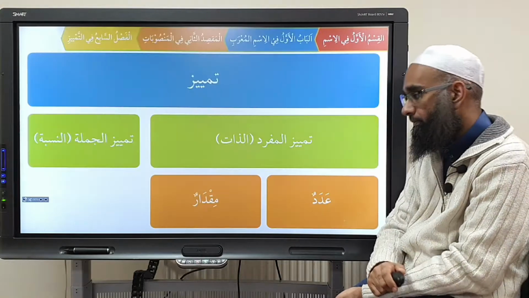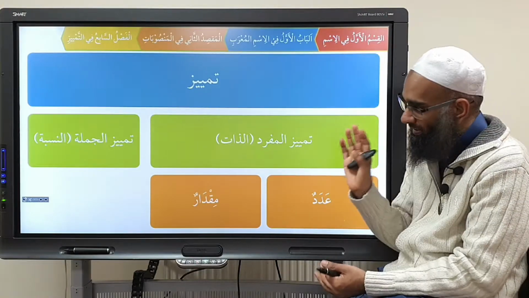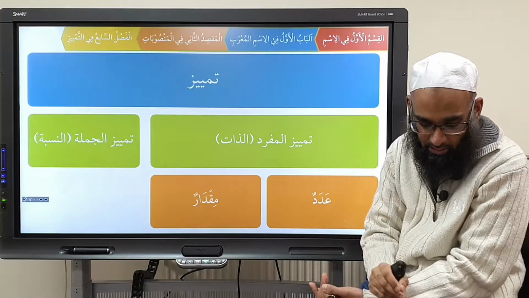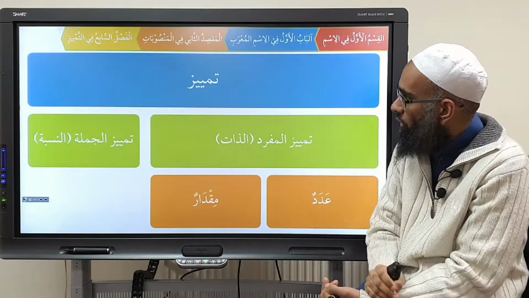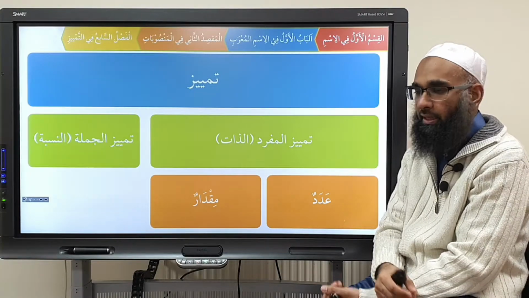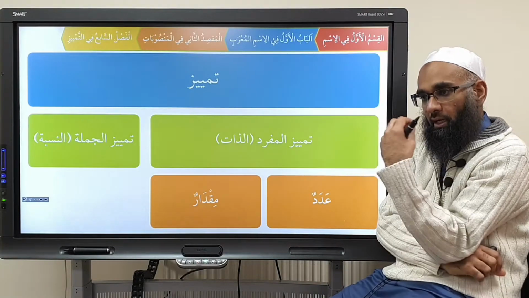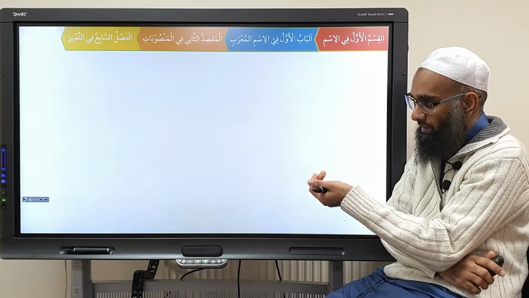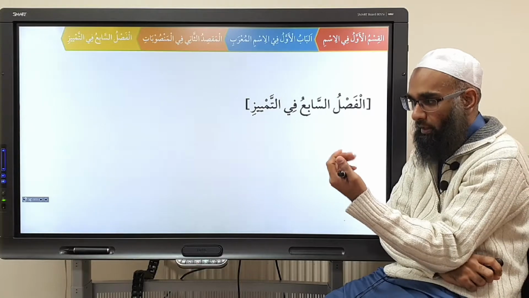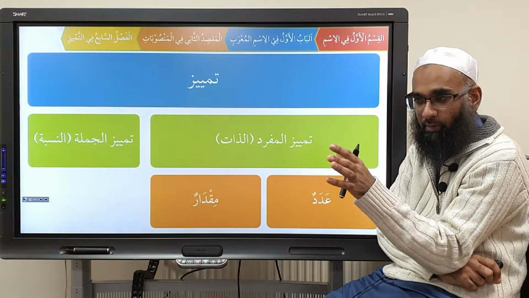Now, this is mentioned in the book roughly, but it's not categorized as such. But I'll explain it here. So التمييز is what? التمييز is a word, which comes in the next line, which is used to clarify any ambiguity. And where this ambiguity comes, we'll discuss it later on.